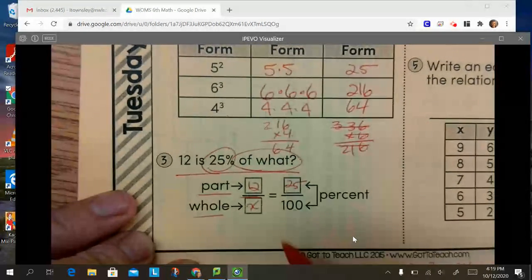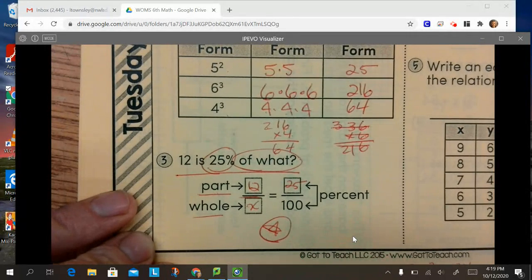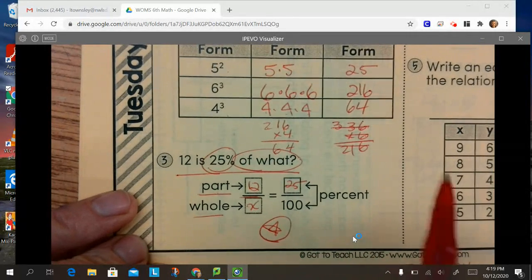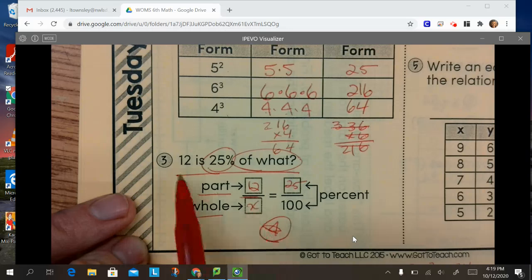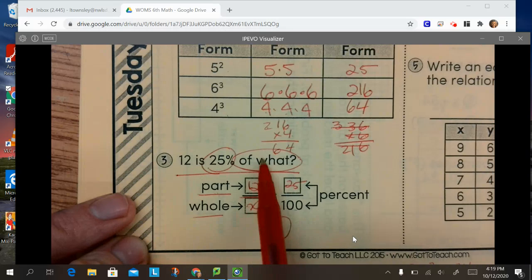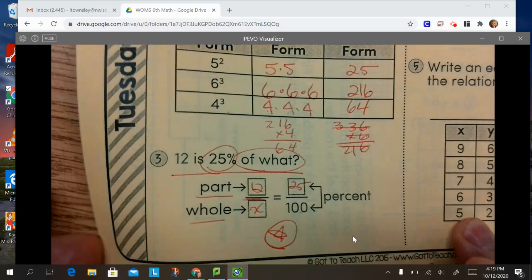And as long as you know how to set that up, that's all I want for you right now. Okay, so just make sure you know how to set that up. So 25% goes over here. Your "of what" is what you don't know, that's your whole. And then 12 is the part. So 12 is something of the whole. Of what? We don't know, but that's okay. Okay? All right, good job.